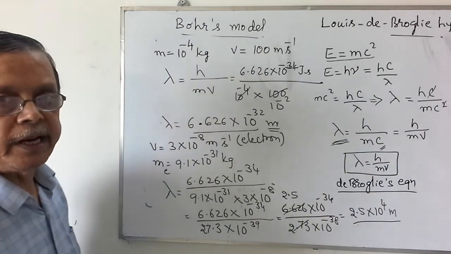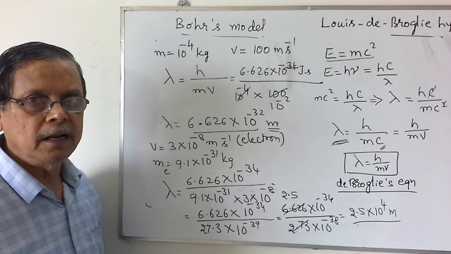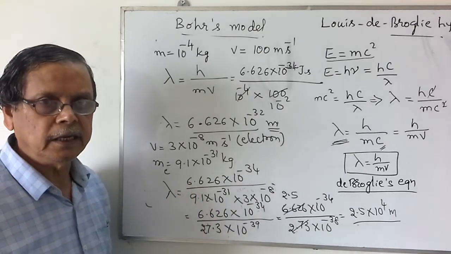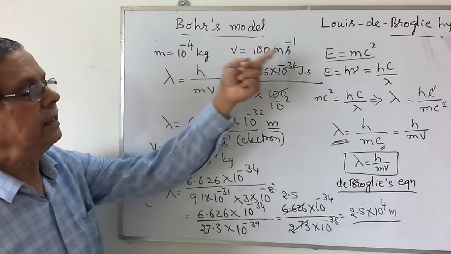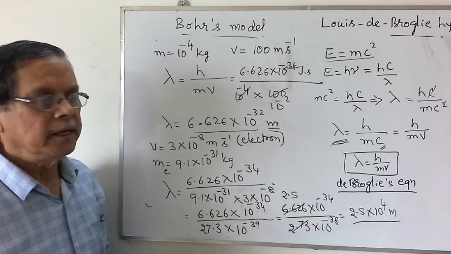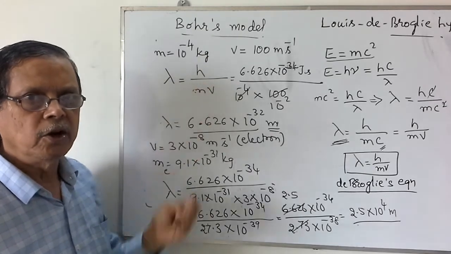So the wavelength is very, very large. We can calculate the wavelength of any such particle whose mass and velocity are known. So this is about one limitation, that is de Broglie's hypothesis, which we cannot explain by considering the Bohr's model.